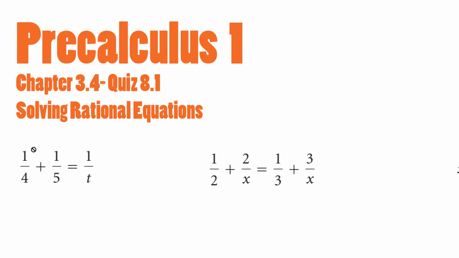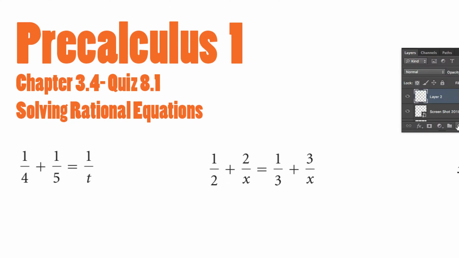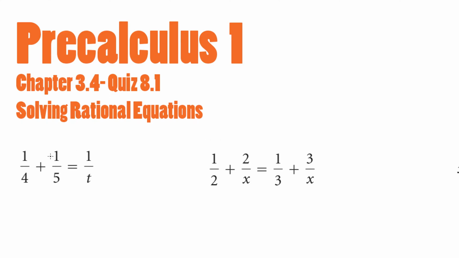It says 1/4 plus 1/5 equals 1 over t. Now, we need to be careful with the values that are not part of the solution set. That's very important because some numbers will not be solutions for this equation. And what are those numbers?